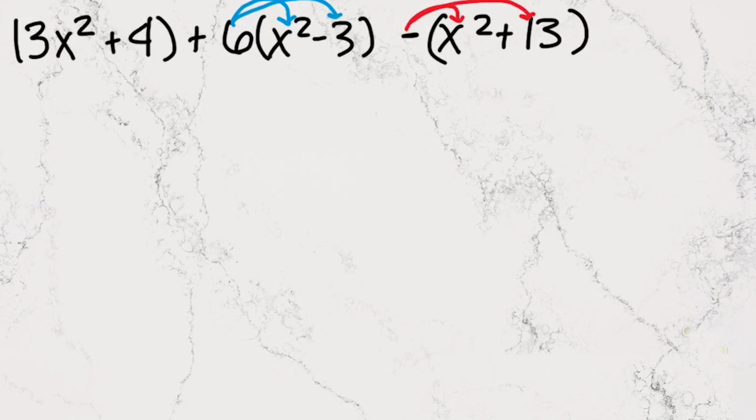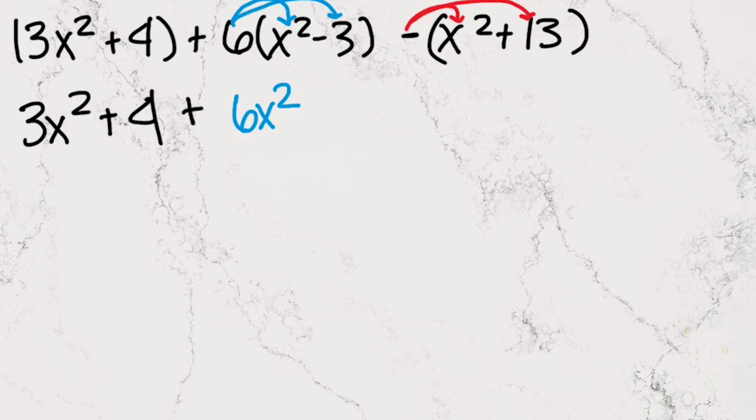My first binomial doesn't change. Nothing happened to it. But my second binomial is going to change. Because now I'm multiplying by positive 6. I'm using my distributive property to get 6 times x squared as 6x squared, and 6 times negative 3, negative 18. And then over here, I got to distribute that negative 1 to my binomial. So that's negative 1 times x squared, that's negative x squared. Negative 1 times 13, that's negative 13.